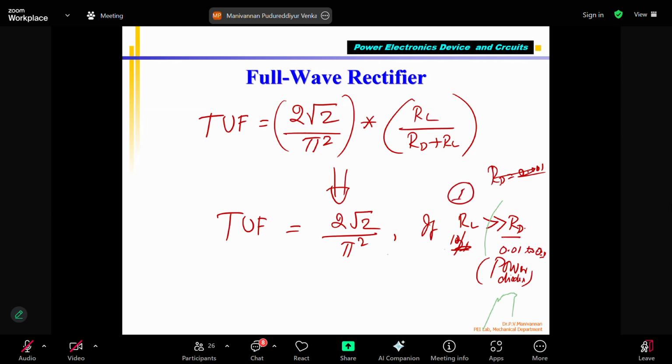100 times lesser. In that case, I can neglect this part, correct? If I neglect this, it is gone, then it will become RL divided by RL, which can be removed. So I will end up with this. Note down this formula, correct?